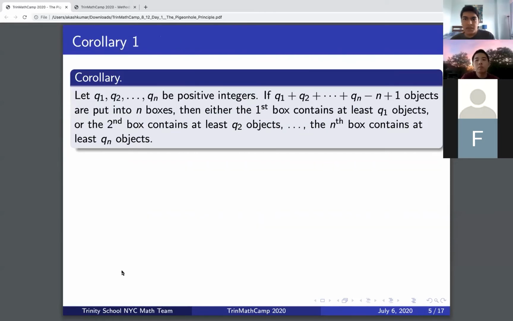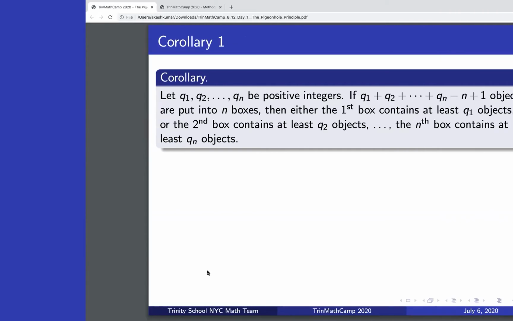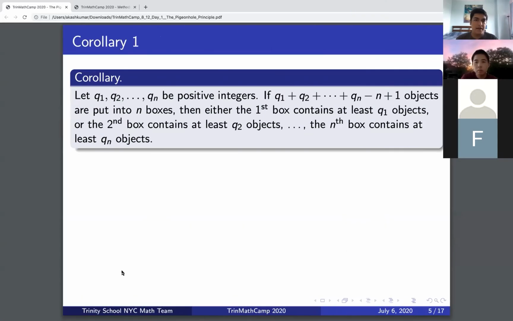Now, there are some other ways of stating the pigeonhole principle. That's the simplest form, but this is a more abstract and more generalized way of saying it, so it'll help you with problems that get a little bit more difficult. You have a sequence of n positive integers, and then you add them all up, and then you subtract n and add 1. That's how many objects you have.